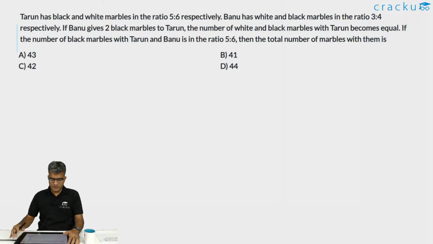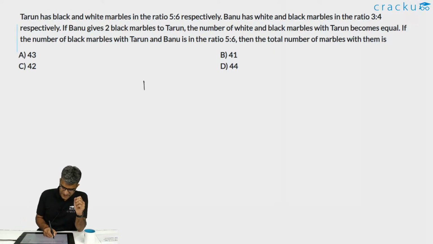In this question, we are told that Tarun has black and white marbles in the ratio of 5:6. So we have black and we have white marbles.